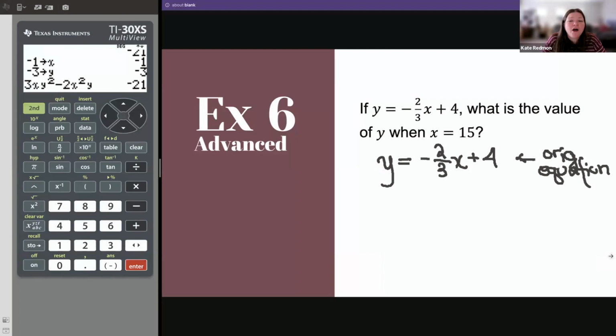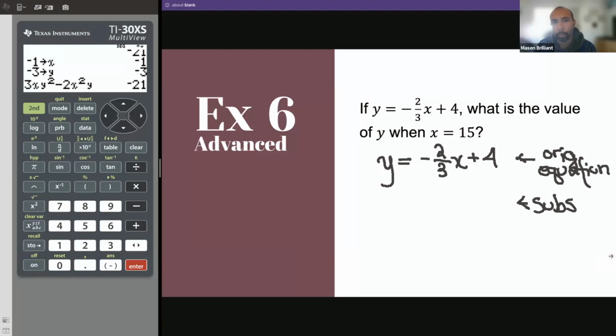Now, look what they're asking me to find. They're asking me to find what is the value of y. So they're saying find y when x equals 15. Boom, I got a known value. You got a known value? Plug it in. Let's do our substitution. Okay, Mason, step on up for me. Help me rewrite this equation with my known value in it.